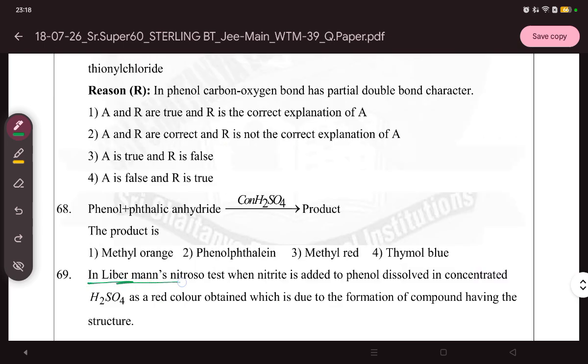In the Liebermann nitroso test, the product has the nitrosyl group at the para position.